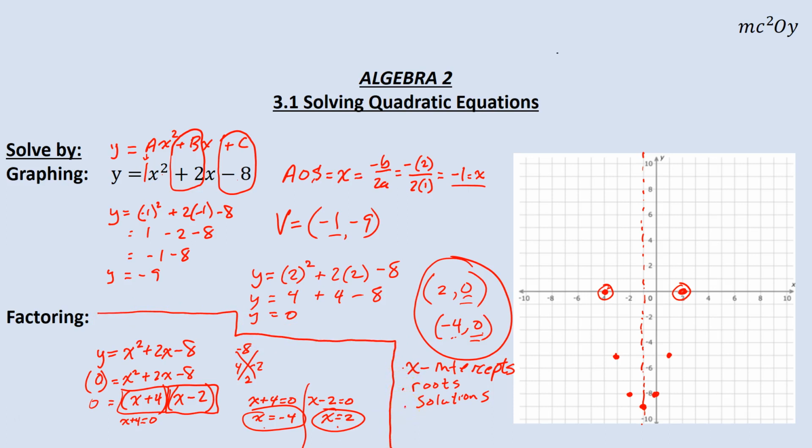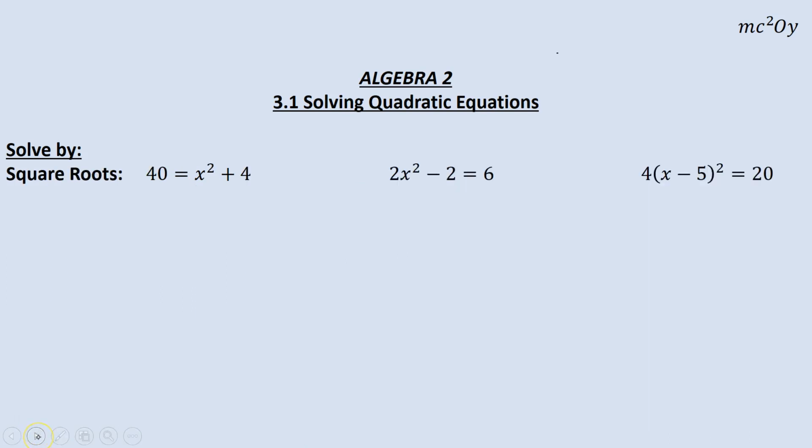I personally will go factoring if it factors, and I rarely use graphing. There are other methods we'll go through, but that's what it means when you're finding these values. It means your x-intercepts. Okay. So let's try using the square roots.